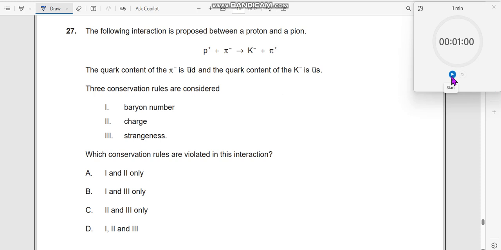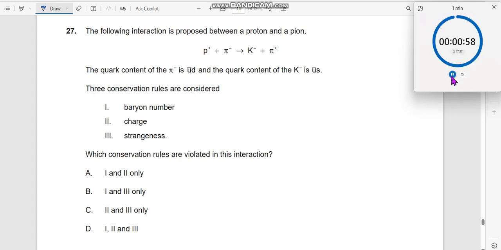Okay, question number 27. The following interaction is proposed between a proton and a pion. The quark content of the pion is U bar D and the quark content of the K minus is U bar S. Three conservation rules are considered. Which conservation rules are violated? Read the question carefully. It is violated. Which of them cannot be applied? Okay, which of them are violated?